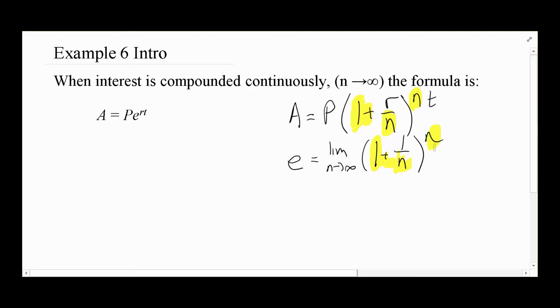Now I'm not going to go through a full proof of this, but I want to point out that if we let our number of computations come close to infinity, it looks like an e is going to pop out. So what does this mean to let the number of computations go to infinity? Well, daily interest, your n would be 365. If you had hourly interest, you would take that 365 and multiply by 24.